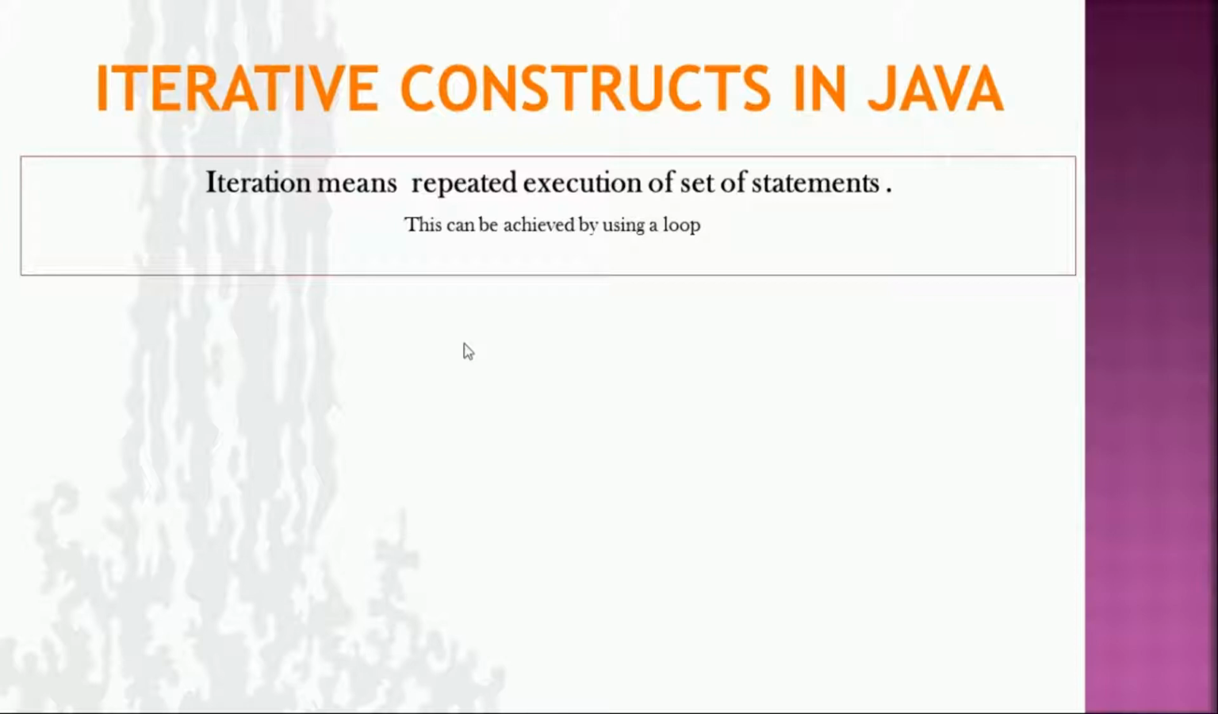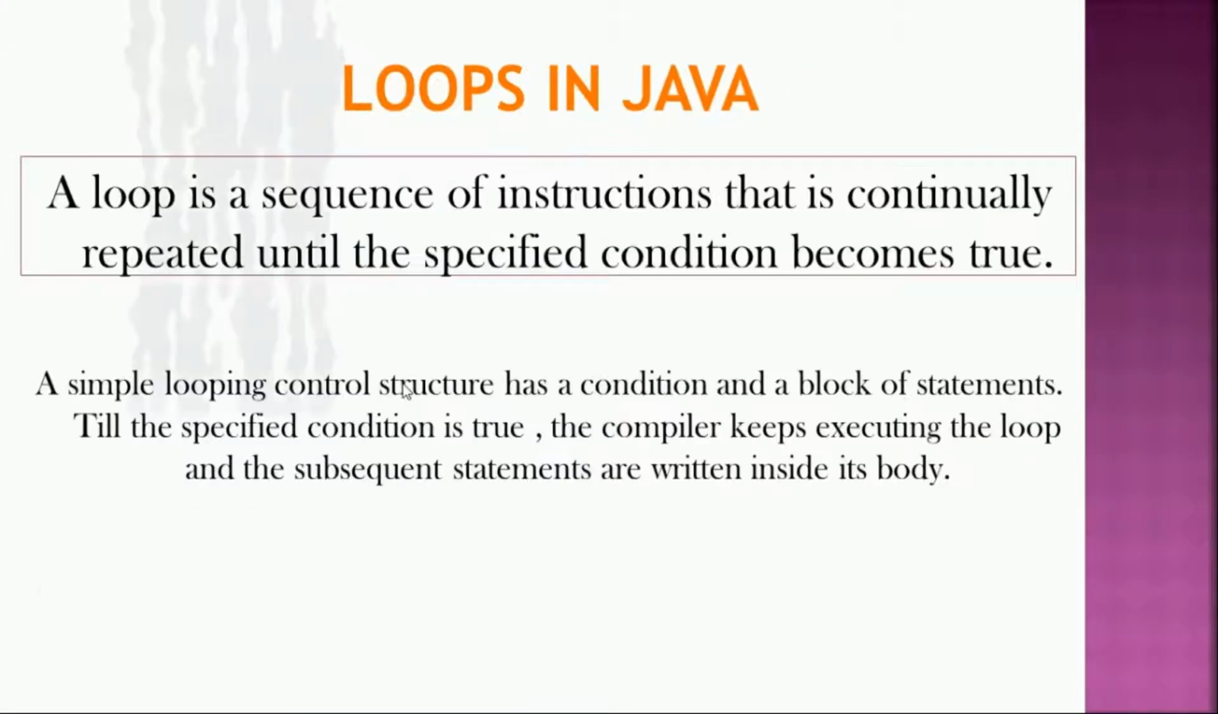Iteration means repeated execution of sets of commands. It can be achieved using loops. Now if we talk about loops in Java, a loop is basically a sequence of instructions that is continually repeated until the specified condition becomes true. A simple looping structure has a condition and a block of statements, and till the condition is true, the compiler keeps executing the expressions which are written inside the loop, and subsequent statements are executed inside the body. Okay.